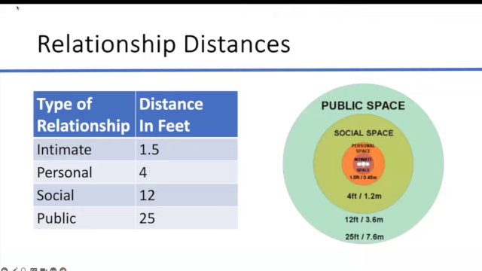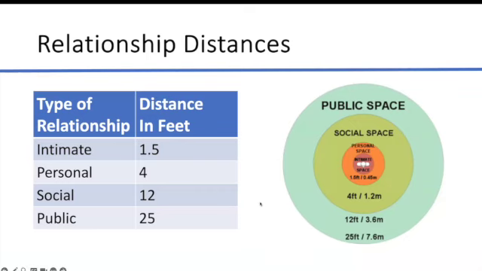And this is what's typical in the United States. So for intimates, they could be 1.5 feet away, but if it's personal, friends, it's 3 to 4 feet away. And then social space, people will stay 12 feet away. So at a party. And then in public, people will start out trying to leave at least 25 feet away from another person. And then, as I said, if it gets crowded, then they'll start getting closer together and so on.